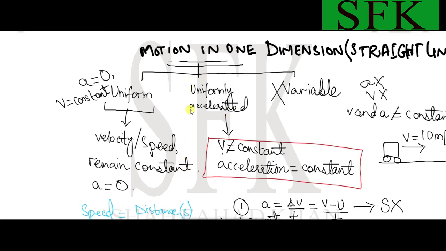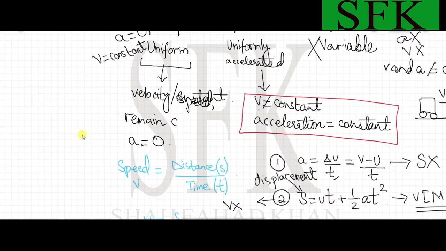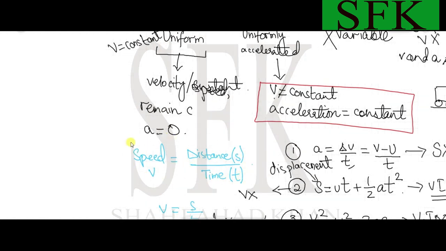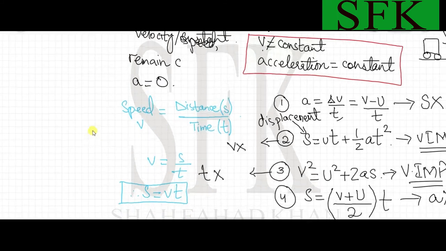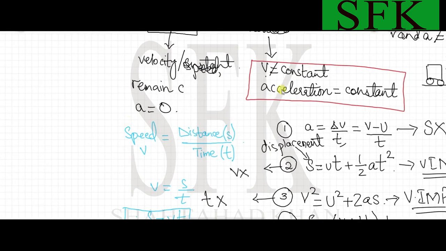The equation of motion that is applicable in the uniform motion is the basic speed formula, which came directly from the definition of speed. Speed is the rate of change of distance, so speed is equal to distance upon time. Distance can be represented as s, time as t, and speed as v. So s = vt is the only formula. This formula came from the rearrangement of the upper formula. This is the only formula that is applied to the uniform motion.